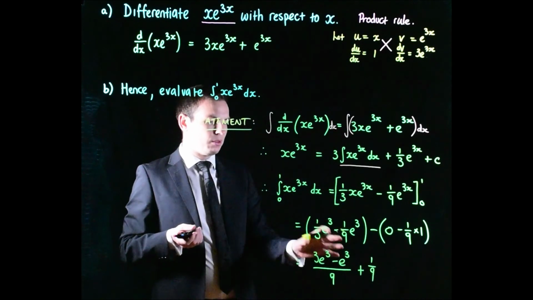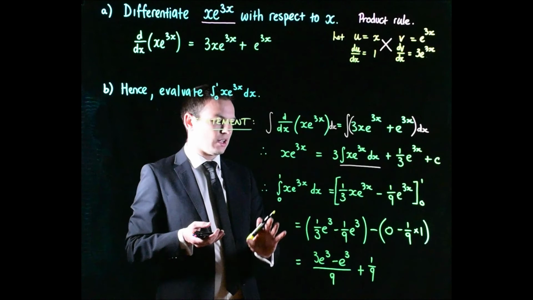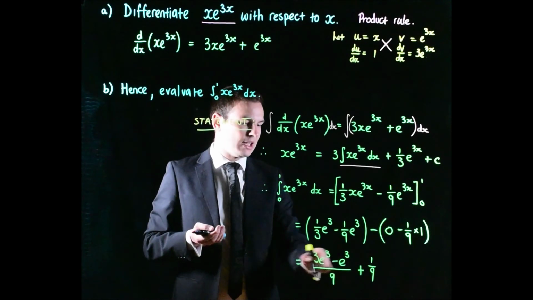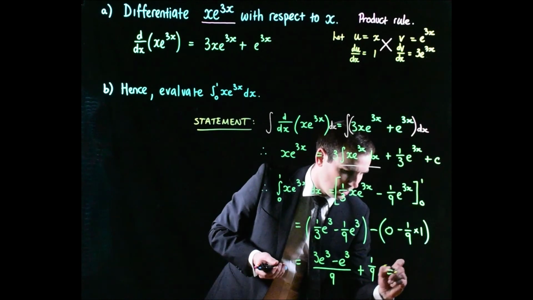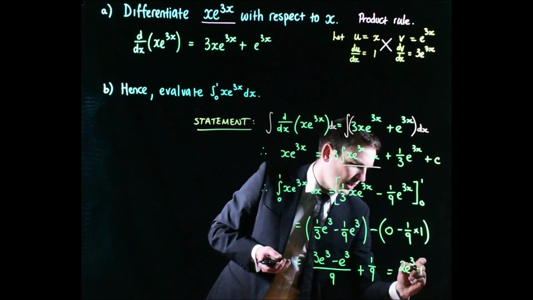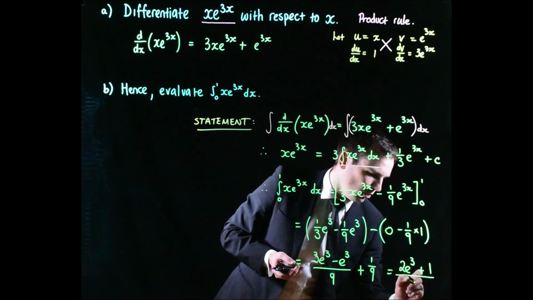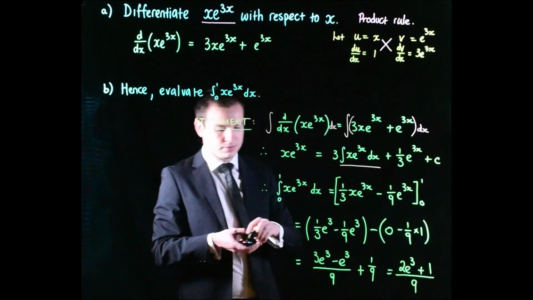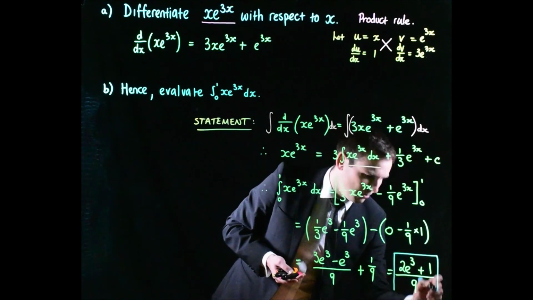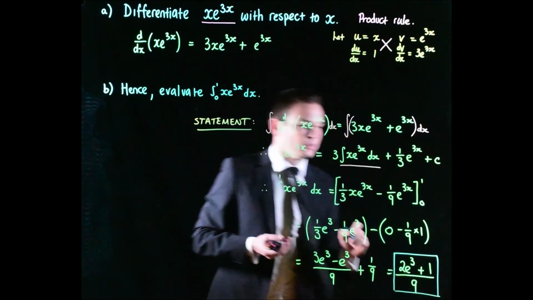So the last step that we can do here is we could just simplify that first fraction. So 3e to the power of 3 minus e to the power of 3 is going to give 2e to the power of 3. And we could put the plus 1 alongside that, and all of that is divided by 9. So this is the answer to part B of this question.